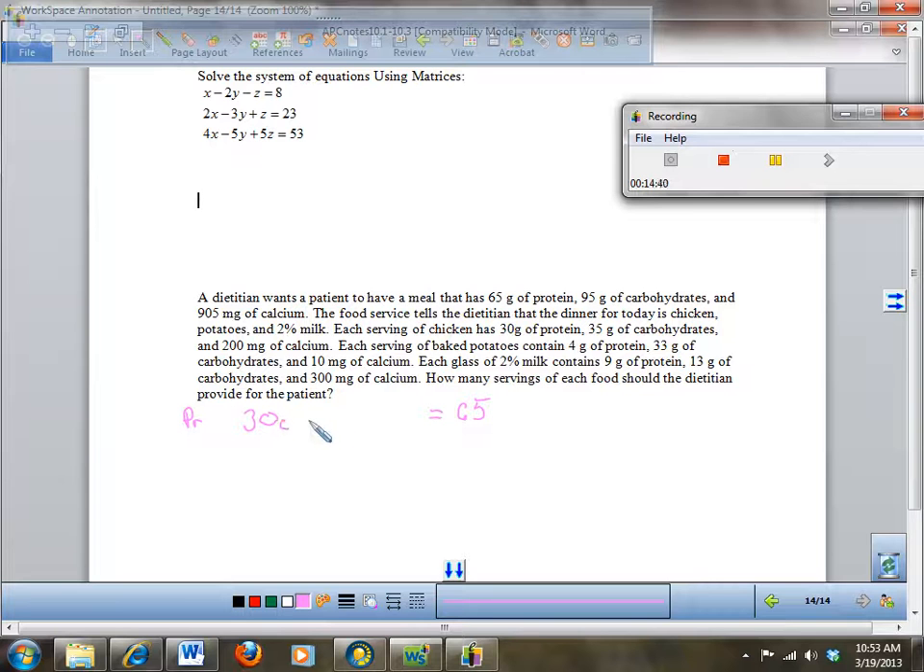Then for baked potatoes, it only has 4 grams of protein. 4 for potatoes. And then for your milk, it has 9 grams of protein. Okay, so there's your first equation, and then your next equation is your carbs equation.